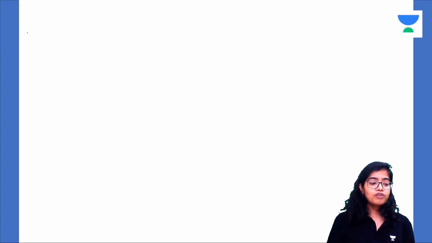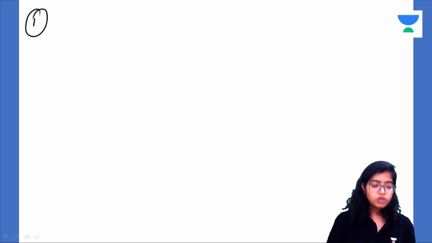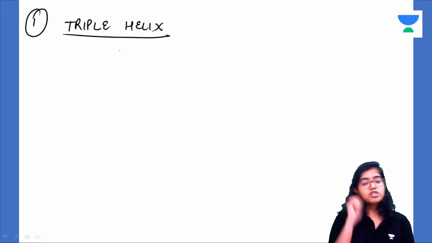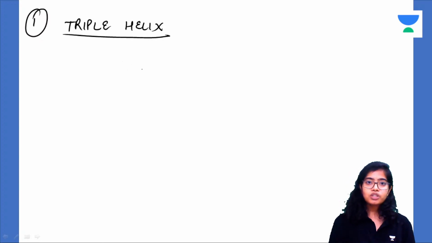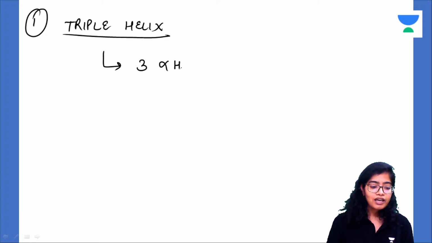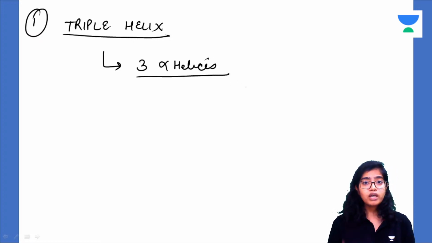Now, first and foremost, what you should mention is that it is a triple helix. So, what is the structure of collagen? Is it a beta pleated structure or an alpha helix? It is an alpha helix because it is a triple helix. That means it is a protein containing 3 alpha helices. 3 alpha helices combine together to form collagen.